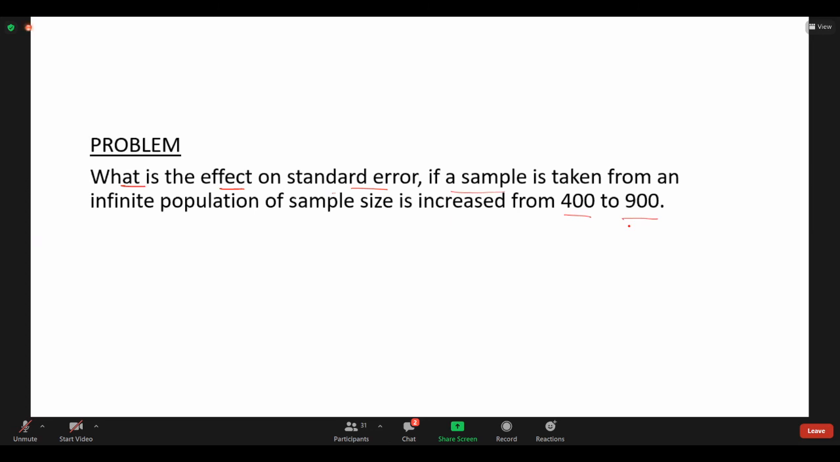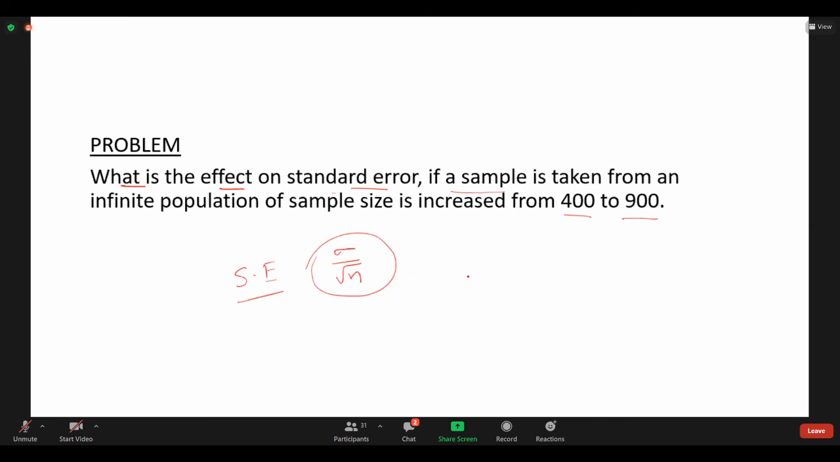Yeah, we know that. What is the standard error formula? Anyone, respond in the chat box. The standard error formula. That is sigma by root n. This is the standard error.